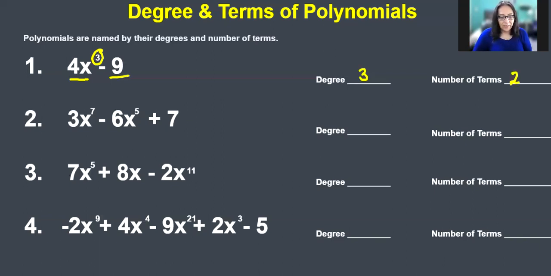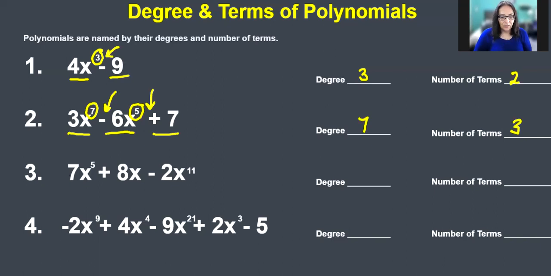The next one, take a look at your exponents with your variables. I've got a 7 and I've got a 5. Well, 7 is bigger than 5, so 7 is our degree. And how many terms do we have? I've got 1 term, 2 terms, 3 terms. I don't know if you noticed or not, but here you had one math operation, and you ended up with 2 terms. Here you have 2 math operations, and you ended up with 3 terms. So there is a pattern to go with this.